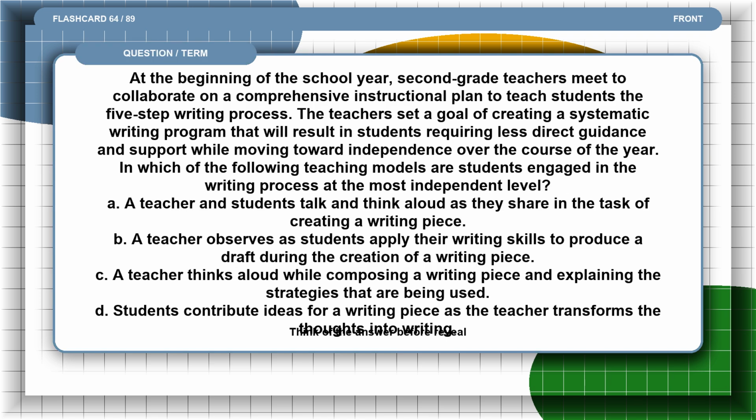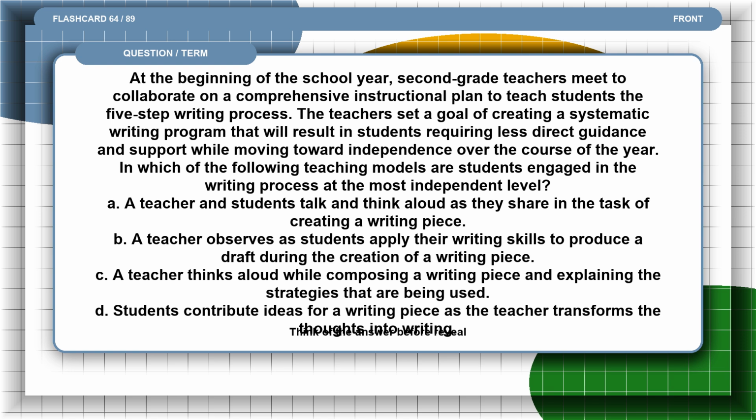Flashcard 64. At the beginning of the school year, second-grade teachers meet to collaborate on a comprehensive instructional plan to teach students the 5-step writing process. The teachers set a goal of creating a systematic writing program that will result in students requiring less direct guidance and support while moving toward independence over the course of the year. In which of the following teaching models are students engaged in the writing process at the most independent level?